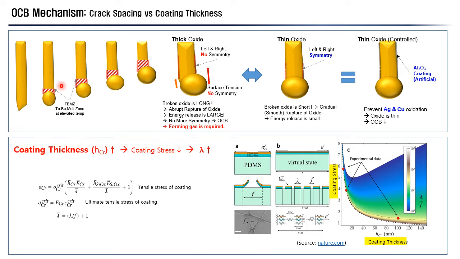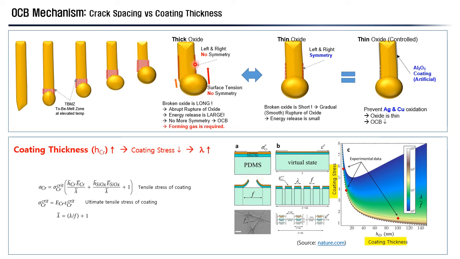If this TBMZ oxide gets thick, it does not break down gradually during ball formation. Rather than that, for instance, here left hand side oxide layer is long, but it's not broken down yet. But on the other hand, on the right hand side, oxide layer broken down, this would create a no symmetry situation, no axis symmetry situation. Material is symmetric, geometry is symmetric, and the molten ball is symmetric.